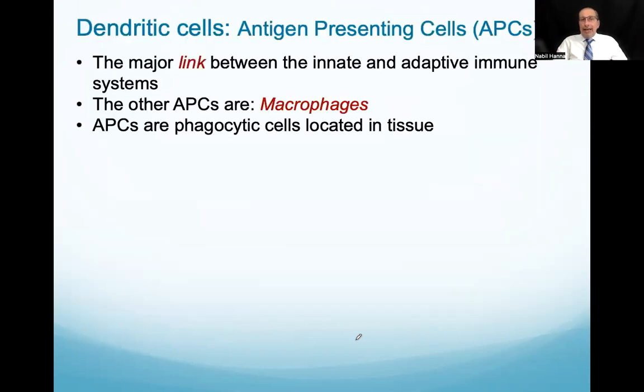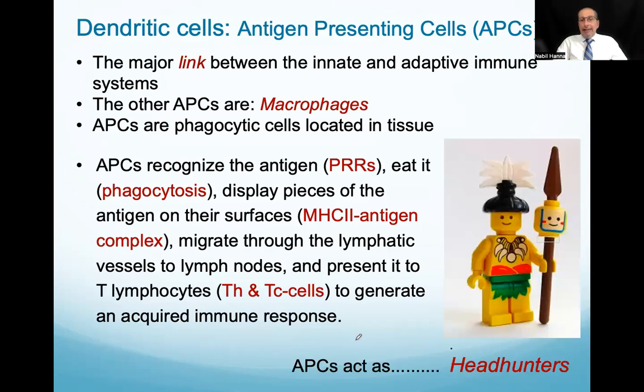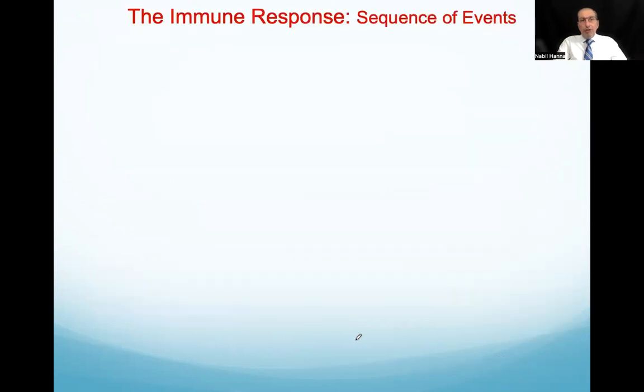Dendritic cells, the antigen-presenting cells, act as headhunters. They kill the pathogen, they eat it, they digest it, they process it, and they present part of the pathogen antigen to the T lymphocytes, the T helper and T cytotoxic, to generate an acquired immune response.